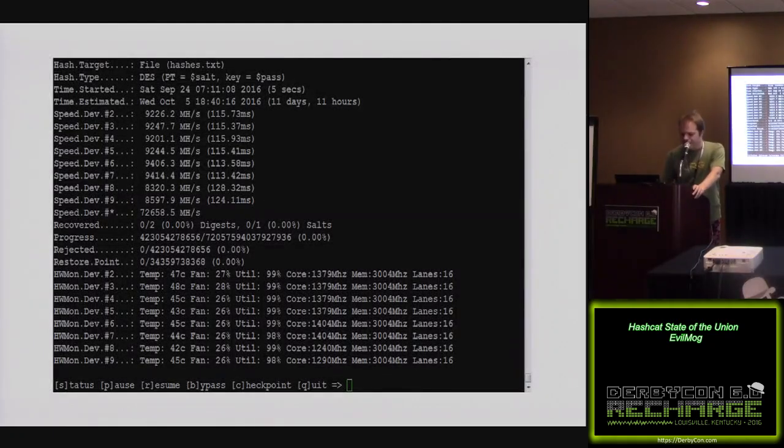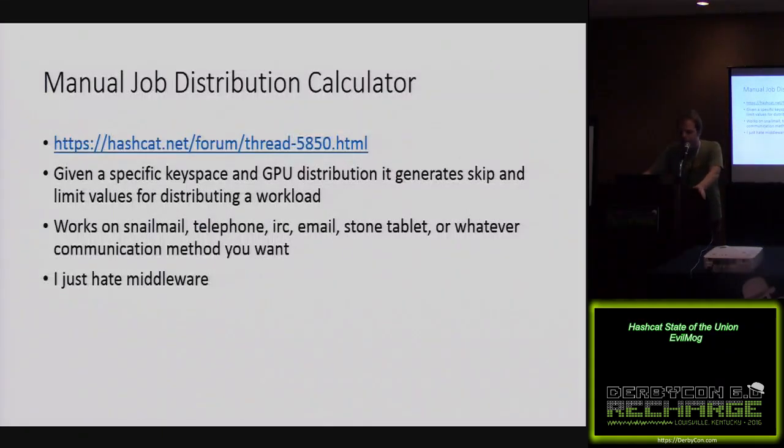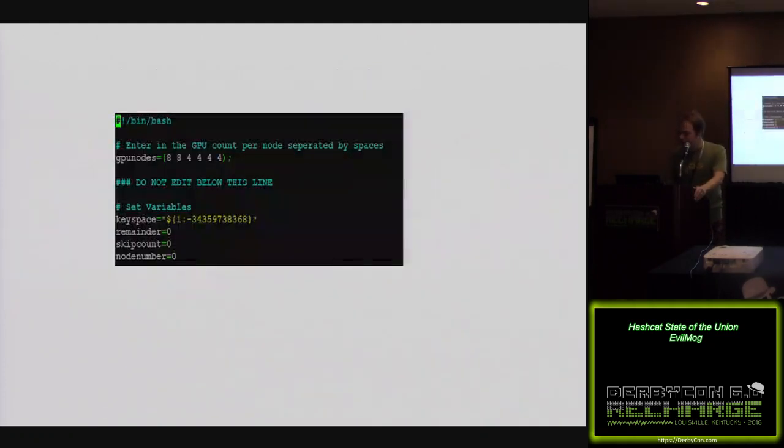But first, let's get back to a quick demo of 11 days for a maximum crack. Not terribly bad. But yeah, I got really annoyed about the skip and limit calculation components. In contests, you have to distribute your jobs out to friends, doing your manual -s and -l. This new method works over telephone, IRC, email, stone tablet, smoke signals. You could probably make it work. It's not too bad. But again, I hate middleware.